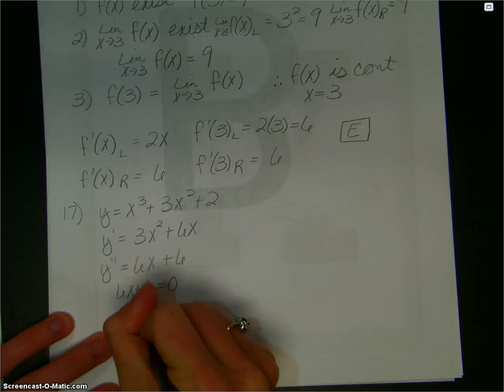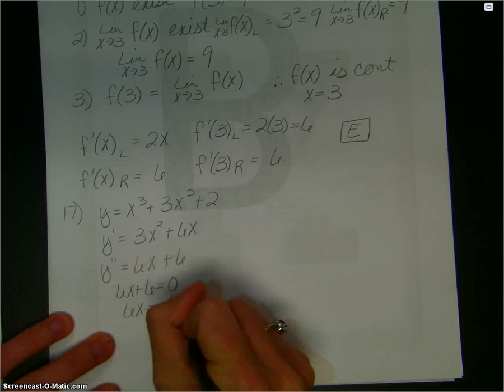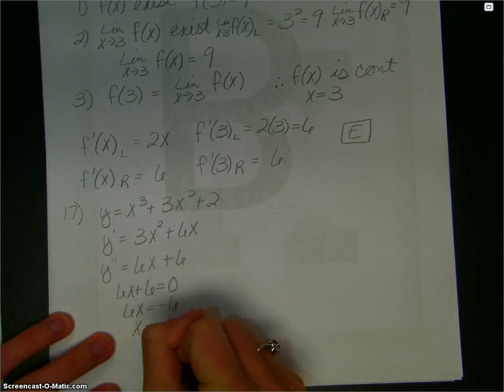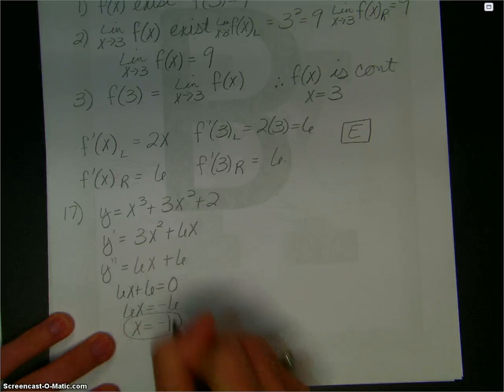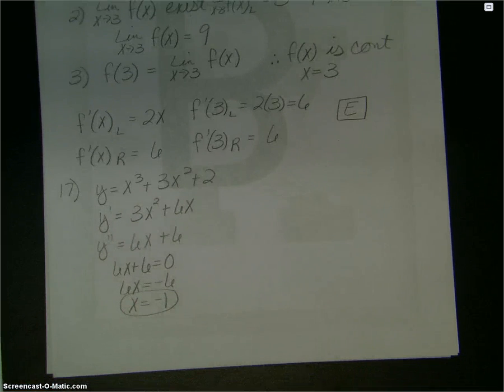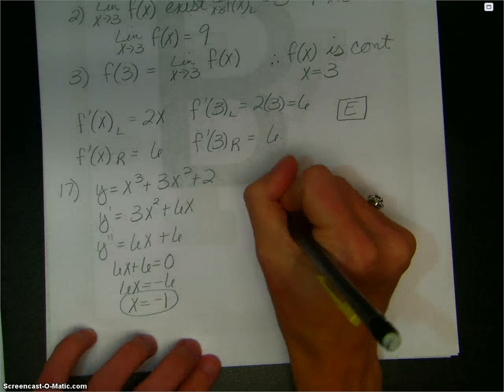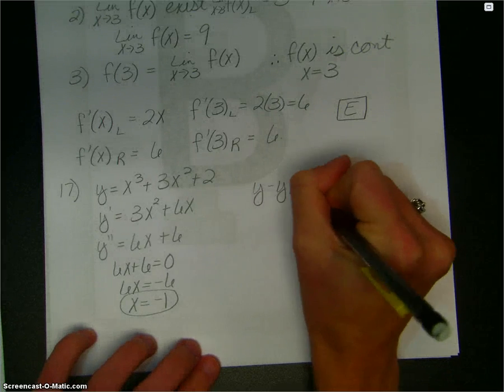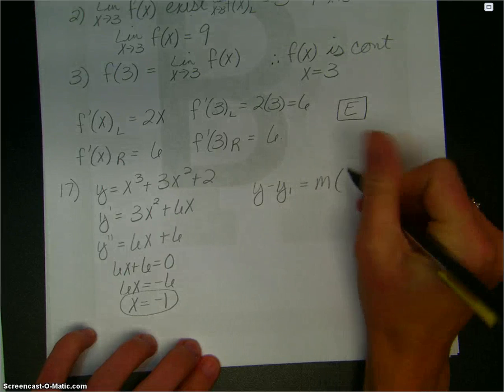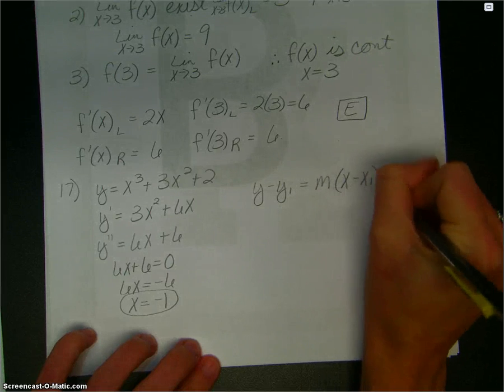Alright, so that's going to tell me that 6x is equal to negative 6, so x is equal to negative 1. So when x is equal to -1, I have a point of inflection, and that's the x value that I want to use when I fill in my line formula. So my line formula looks like this.